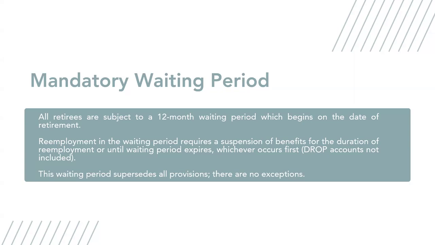So you may fill out forms or submit enrollments, which are all things we're going to cover, but our online system is going to first look at when the individual retired. And if they're within that first year of retirement, we're going to automatically suspend their benefit. That benefit would remain suspended for the duration of reemployment or until the waiting period expires, whichever happens first. There are no exceptions to this, not even critical shortage.